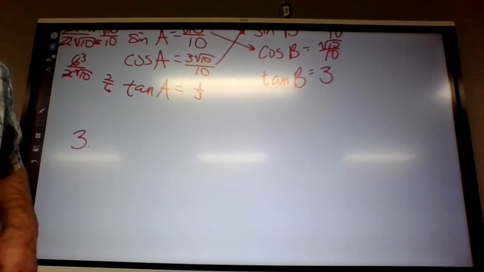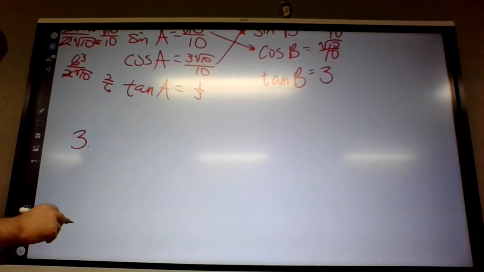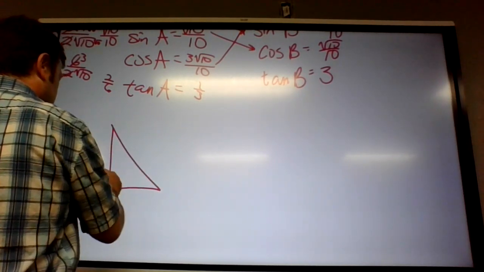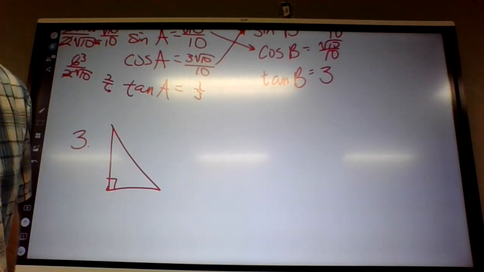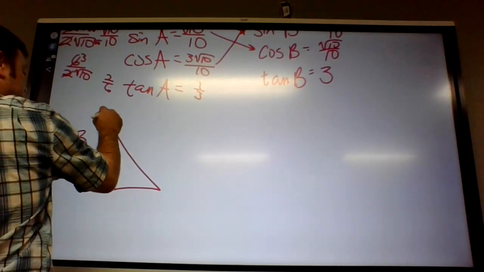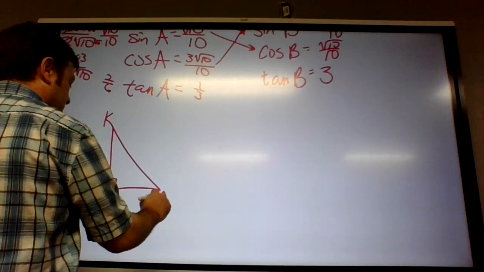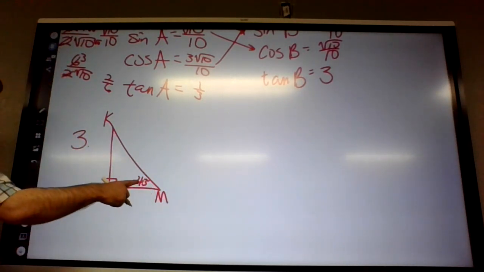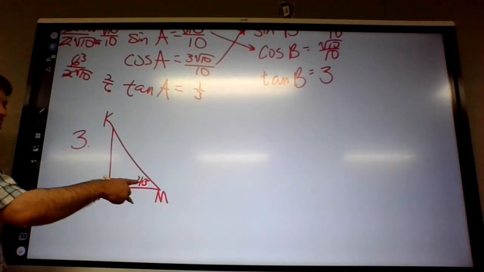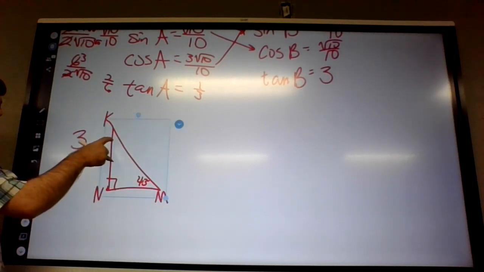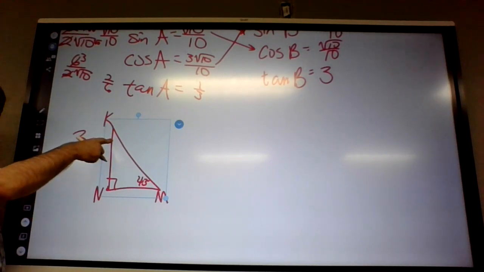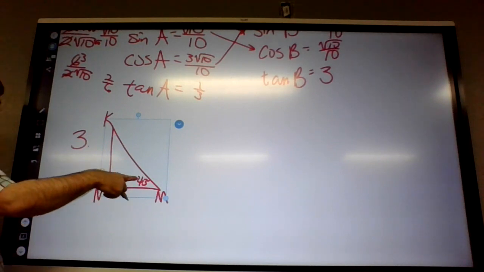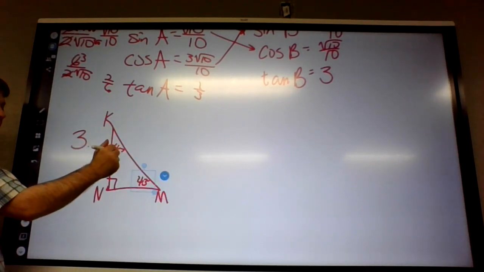Kind of the same directions as number 3, except they give us the angle instead of the sides. So K, N, M. Okay, well, let's start with this. If this is 43 degrees, what's that going to be? How do I find that? The 3 angles add up to 180, so 180 minus 90 is 90. 90 minus 43, that leaves 47.